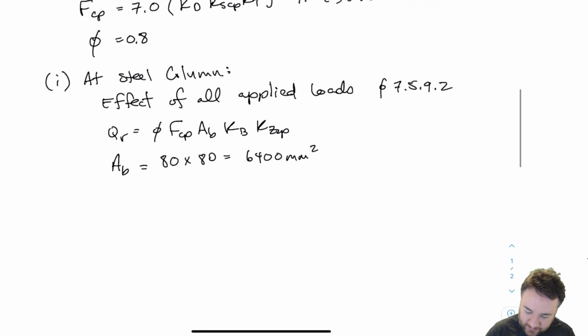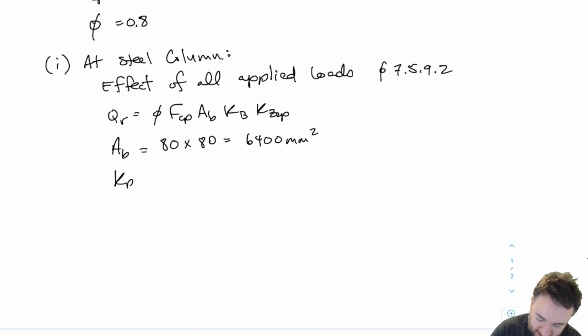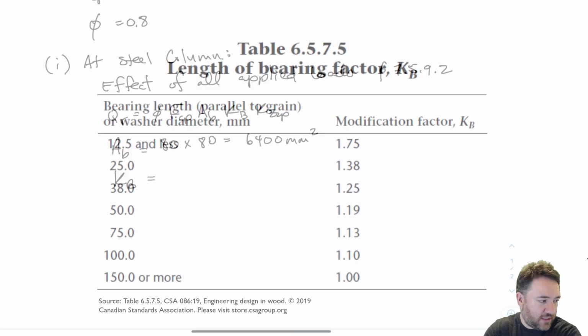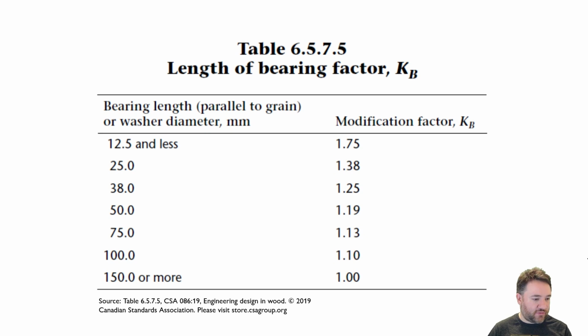Okay, now, what about our KB? That's our length of bearing factor. So our bearing length is 80, which is certainly less than the values that are shown in the table. So here's the KB table, length of bearing factor table. You can see that for 80, I would potentially have a length of bearing factor, KB, that is greater than 1.